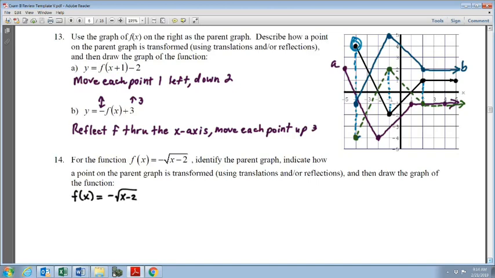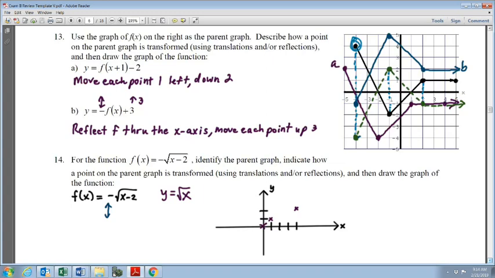Now on number 14, I'm going to go ahead and rewrite this function. It says identify the parent function. Well, there's a square root here, so that's the square root function. Whoops, I messed that up. This should be square root. And so because of the minus out front, actually I graphed the parent there.